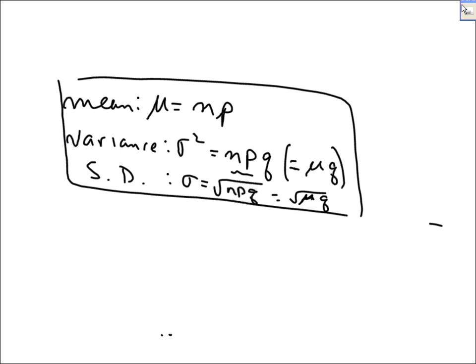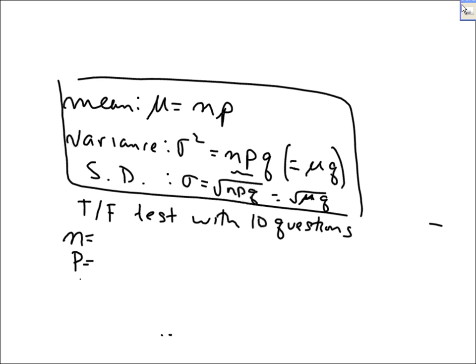Suppose that you are taking a test. Let me rephrase that. A true-false test with 10 questions. Find the mean, the variance, and the standard deviation. So we need to know n, p, and q.